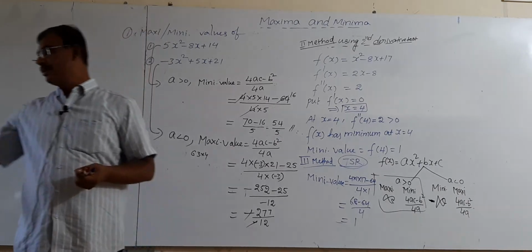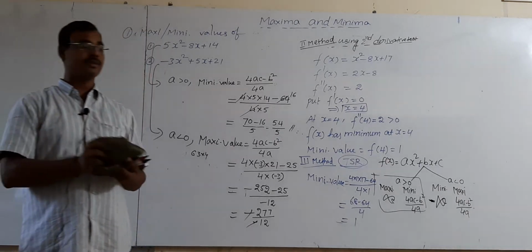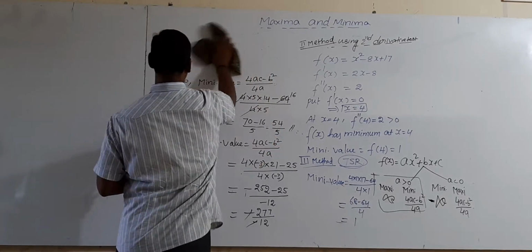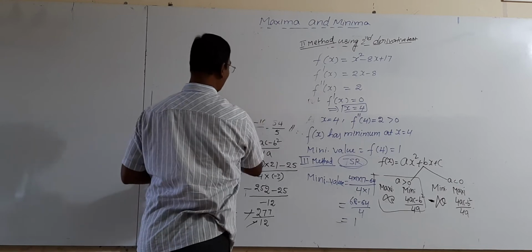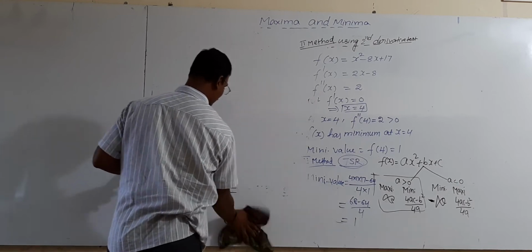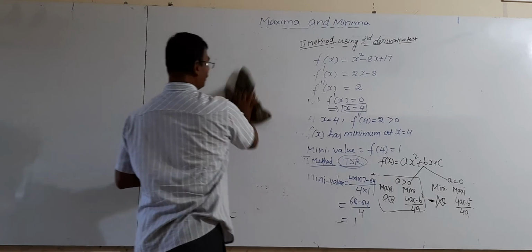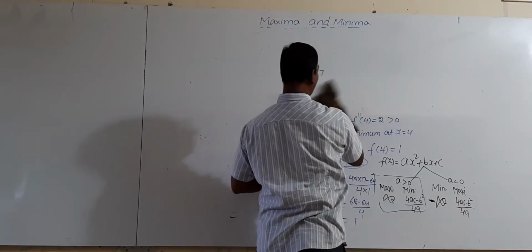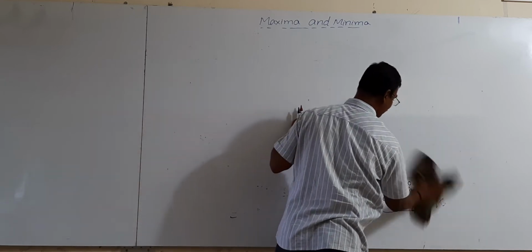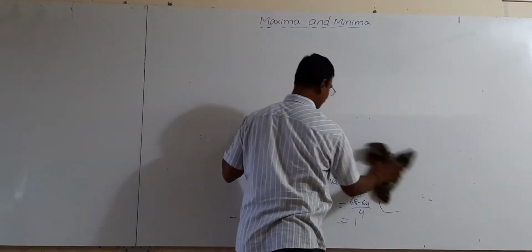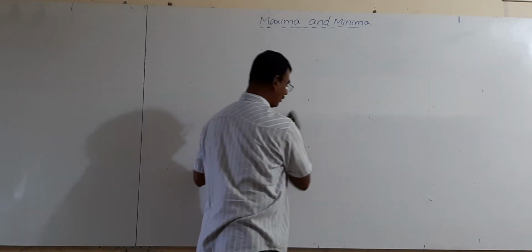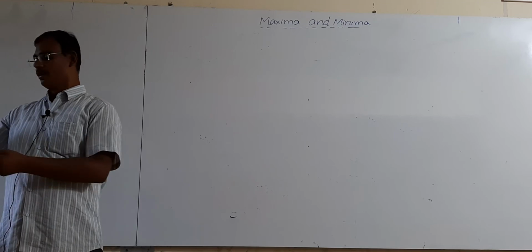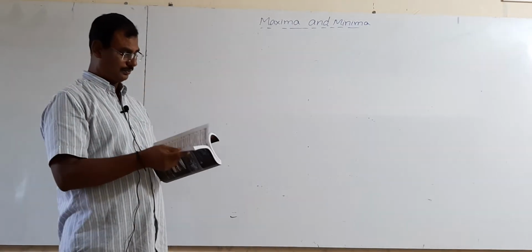Now I am going to the next concept. Whenever you see the cubic equation forms, how to find the maximum and minimum values. Using first derivative test, second derivative test, hereafter we follow the shortcut method. I take the questions. See the problems here.